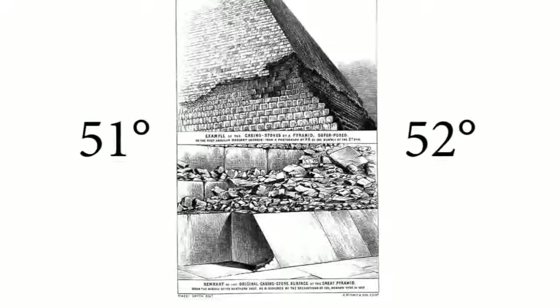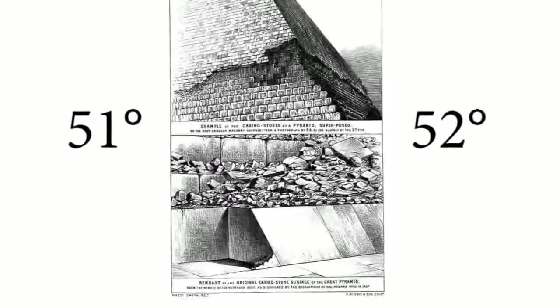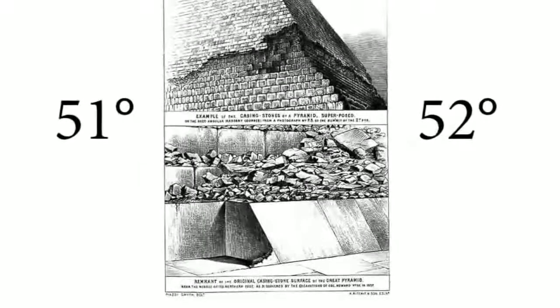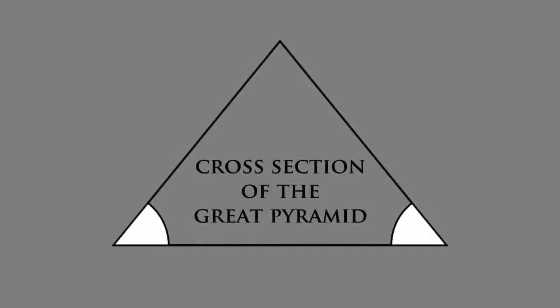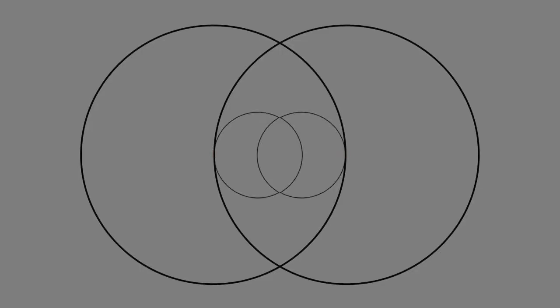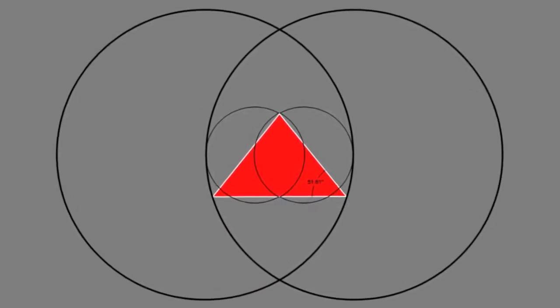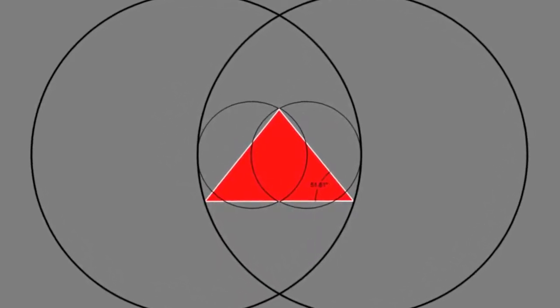Based on the remaining casing stones, the slope of the Great Pyramid was originally between 51 and 52 degrees. This angle is very important in sacred geometry. The Vesica Pisces is the geometric womb from which all of creation emerges. It is simply the relationship between two equal circles. If you center the circles on each other's circumferences and then nest the form inside itself, it becomes pregnant with a pyramid whose slope measures 51.61 degrees.